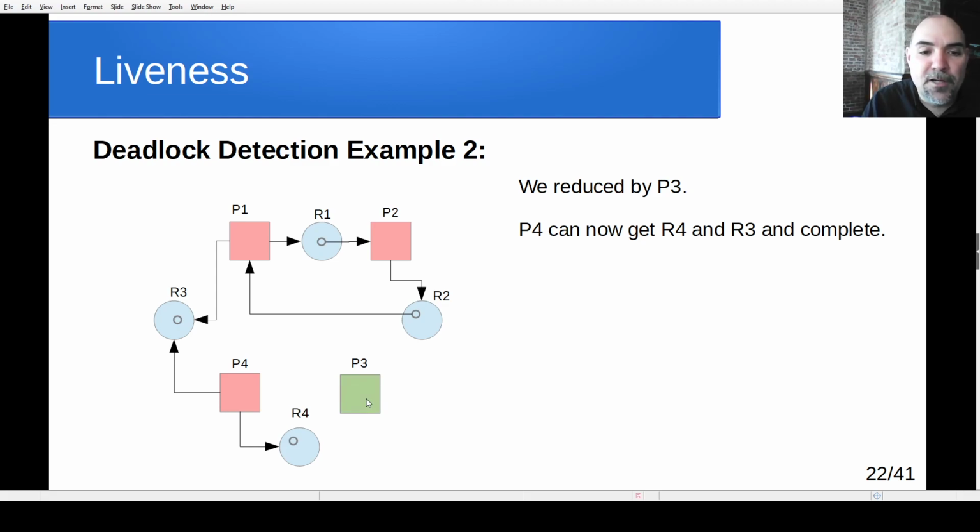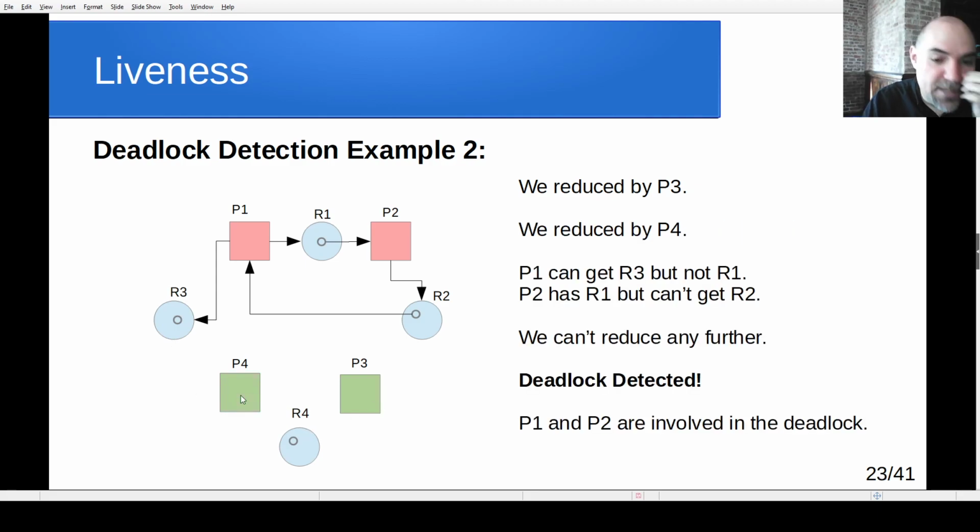Now, are there any other ones that we could complete? Well, P4 could get R3 and R4, so we could reduce by that. But now we're at a point where we have this, and we cannot reduce it by anything. In other words, P2 is waiting for R2, but it's not available. P1 is waiting for R1, but it's not available. P1 could get R3, but that doesn't help with getting R1. So here's the circular wait we have, holding on to these 3 resources. And so we have deadlock detected, and P1 and P2 are the ones involved in that deadlock.